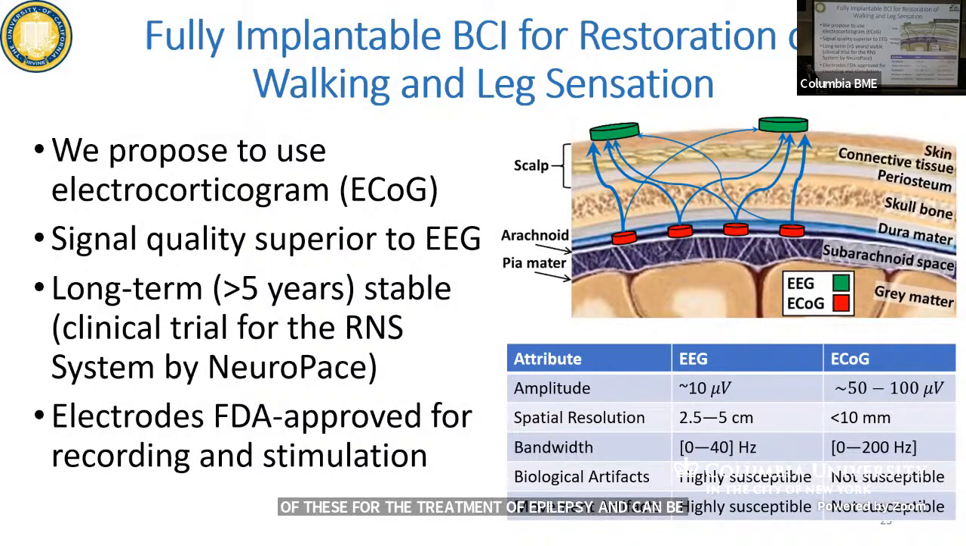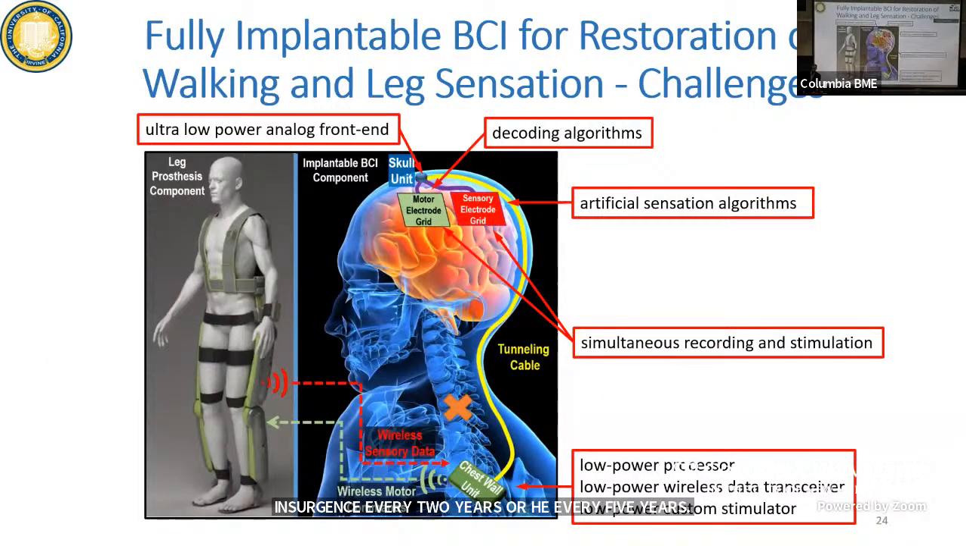And nobody in neurosurgery likes to do revision surgery every 2 years or even every 5 years. I think the more you can last without a surgery, the better. And these electrodes are FDA approved for recording and stimulation. So we had to confront a lot of challenges here.